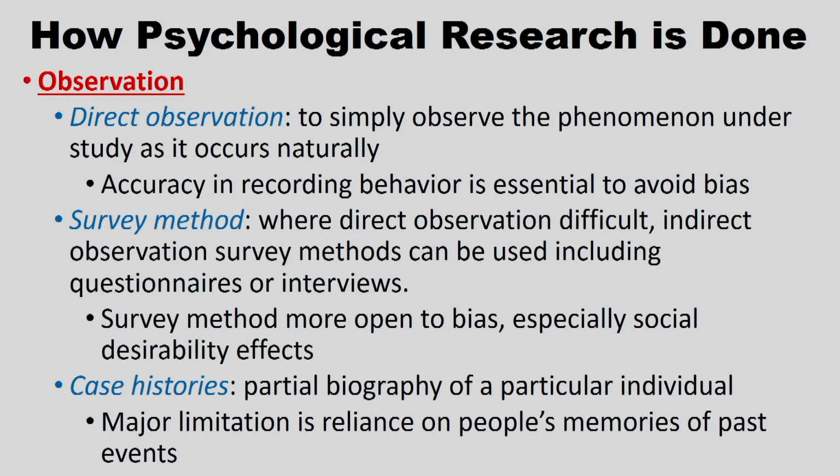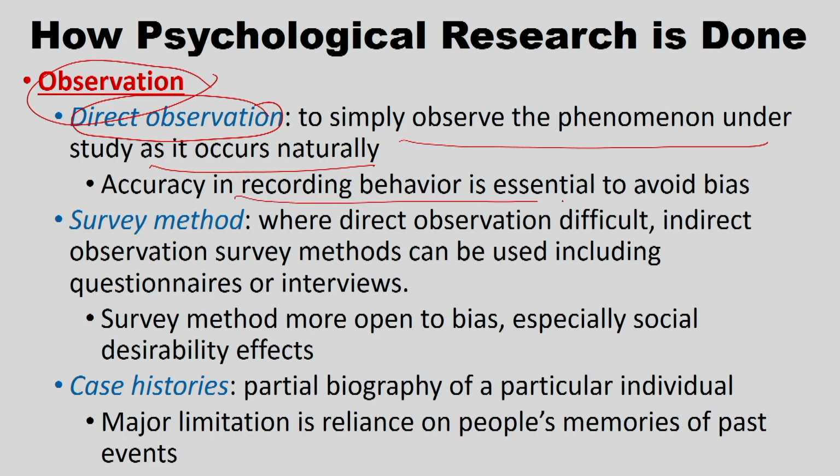Another interesting method that is used in psychological research is called observation. In observation, we do not get into the psychological phenomenon; we stay somewhere outside and look at how the phenomenon is occurring. Now, there are two types of observation. We have something called direct observation, which is to simply observe the phenomenon under study as it occurs.